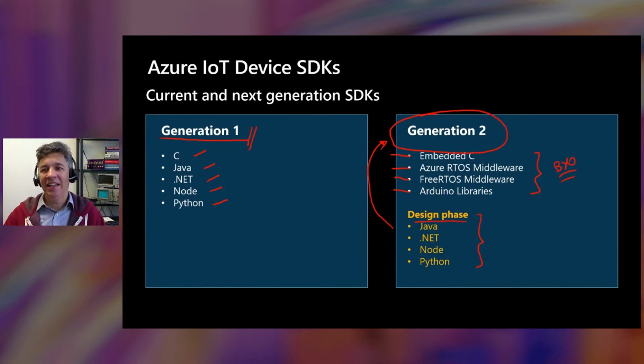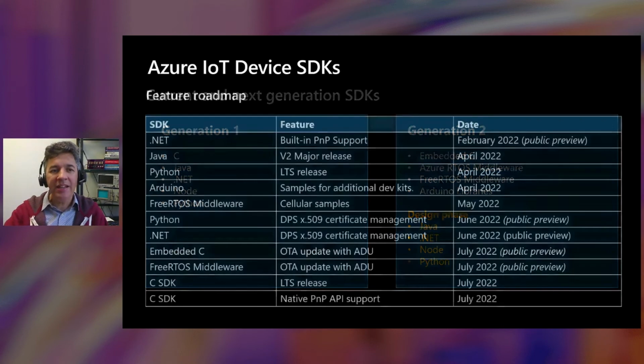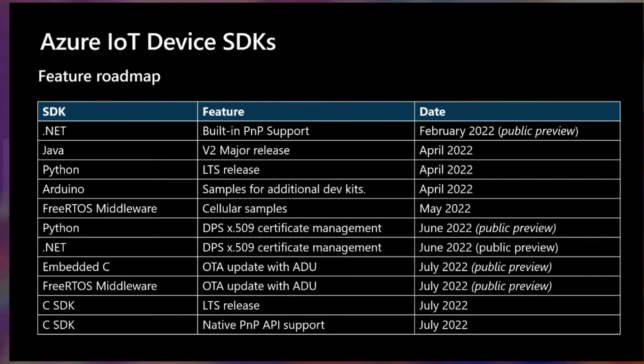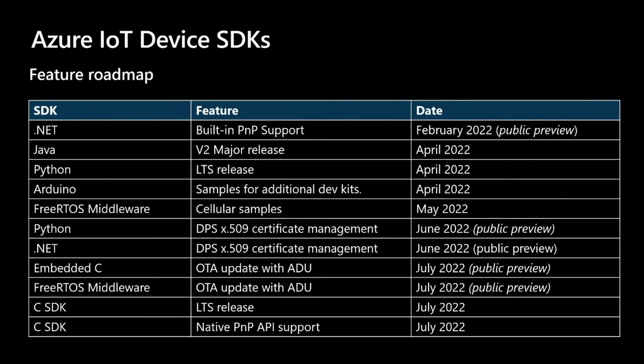So finally, let's take a look at the Device SDK's feature roadmap. And here we have a bunch of things that we are doing for all of the different SDKs. As you can see here, we start by looking at the built-in PNP or plug and play support for the .NET SDK, which is already being released as per February. Same goes for the Java SDK with the version 2. There's a major release. This has been released as per last week. And then coming on, a long-term support release for Python. This is also for April.